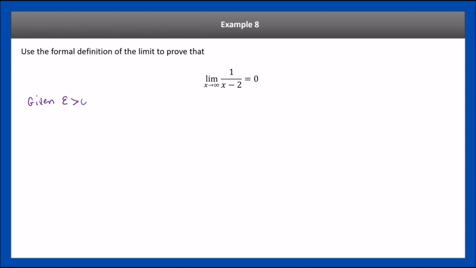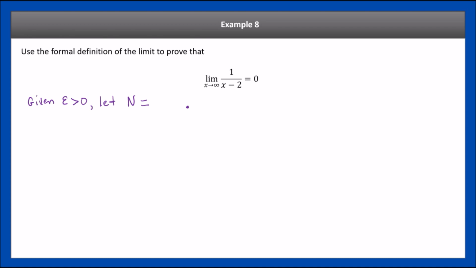So given epsilon greater than 0, and you can tell that we're using epsilon because we have a value for the L. If you have a value for L, you're going to be using epsilon. If you don't have a value for x, because it's approaching infinity, you're using N for that. Okay, so given epsilon greater than 0, let N be equal to some number, which we'll have to find.